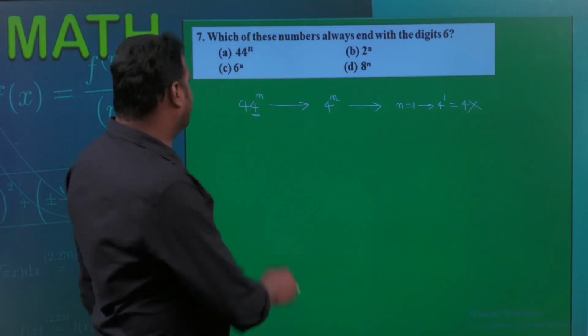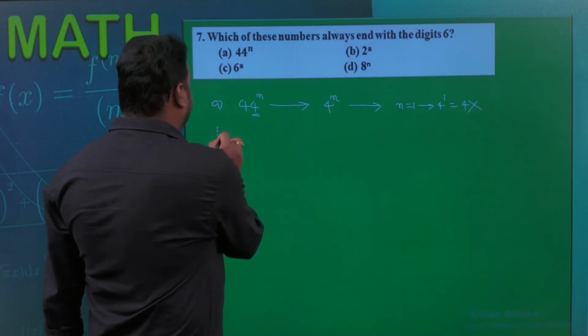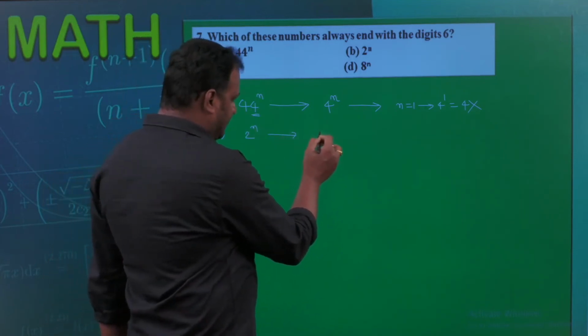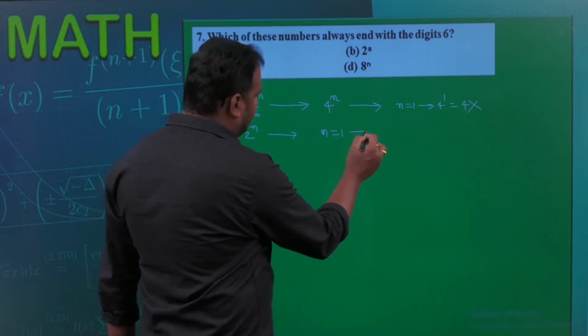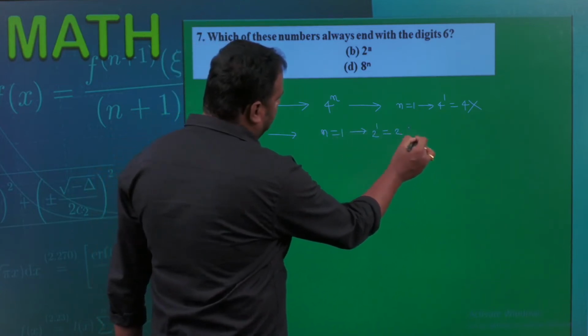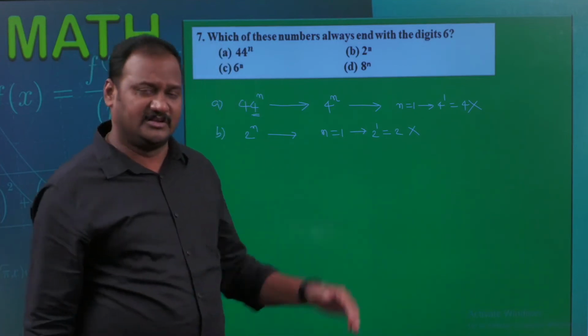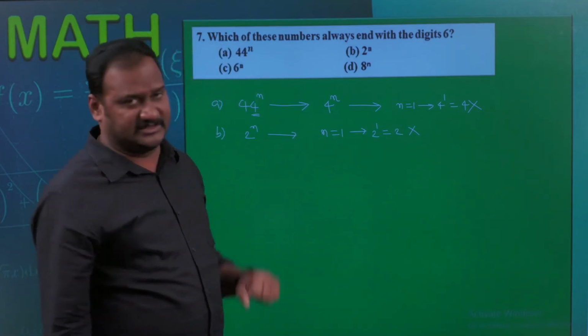And coming to the second one. So what is the second one? That is b, 2 to the power of n. So again, when n is equal to 1, 2 power 1 is equal to 2. Not always. It may happen for some value of n, but not all the time.